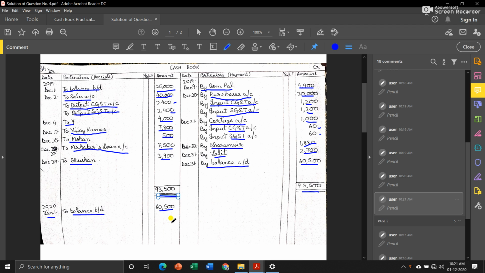I hope you understood this question. Only the complicated part was this CGST and SGST. I hope you have understood this properly, and we will meet in our next session.